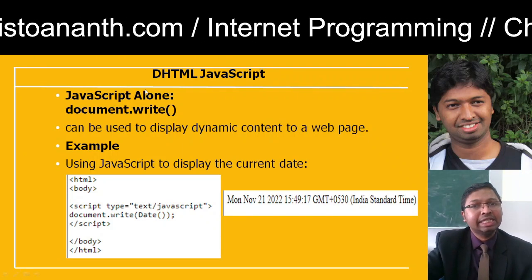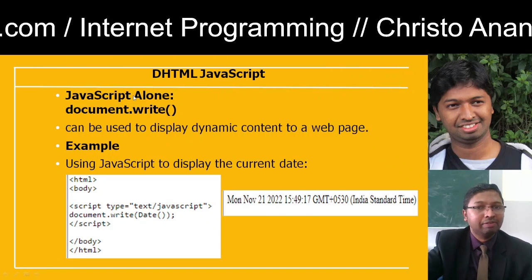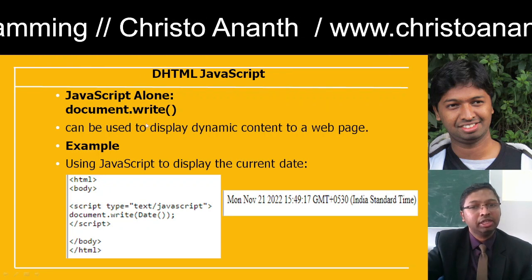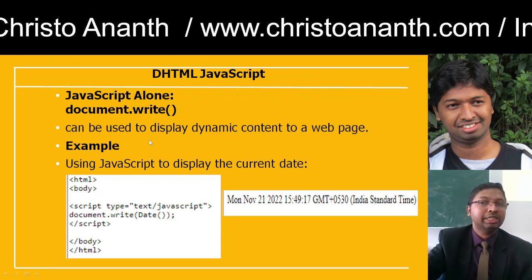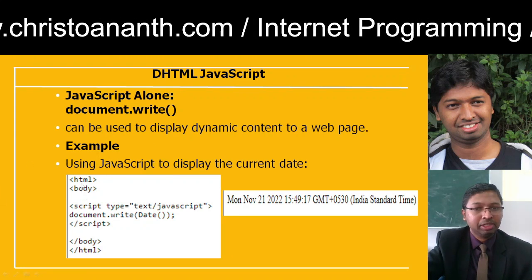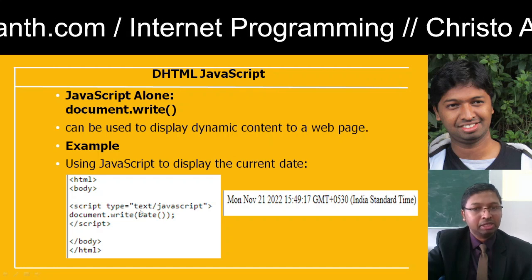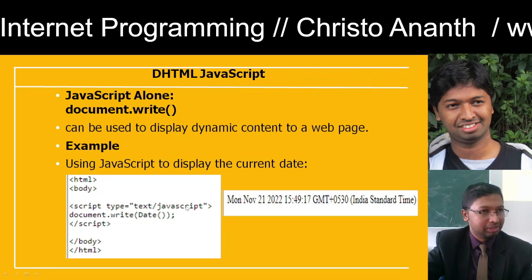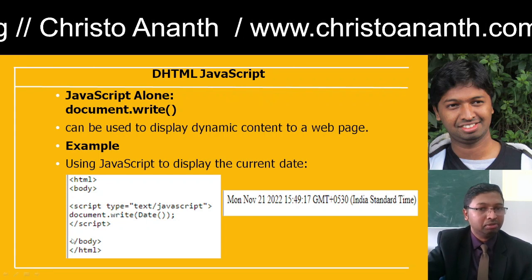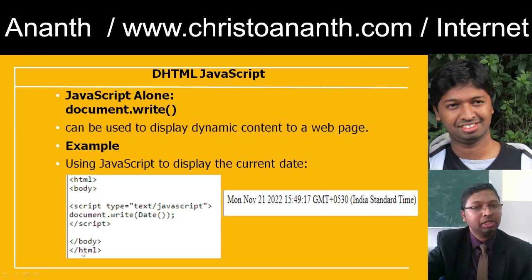So this is DHTML with JavaScript alone. Here you can use document.write, which is used to display dynamic content on the web page. You can use the JavaScript event in HTML body. Script type equal to text/javascript. Here you go for document.write of date. Close the script, close the body, and close the HTML.